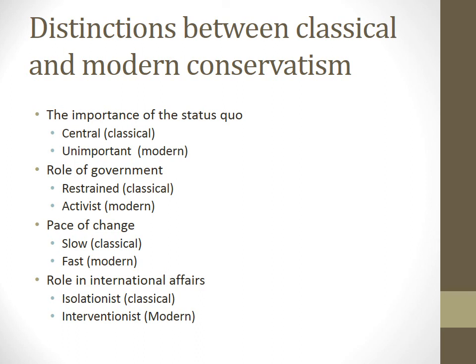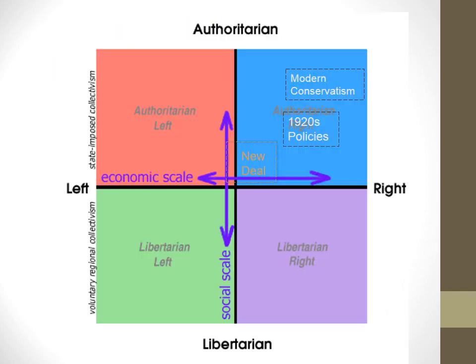The third big change and distinction is the pace of change. Classical conservatives always assume that change is best when it's slow. Modern conservatives think change is best when it's faster. You got to do it now. And then again, as I mentioned, the role of international affairs. Classical is isolationist, modern is interventionist.